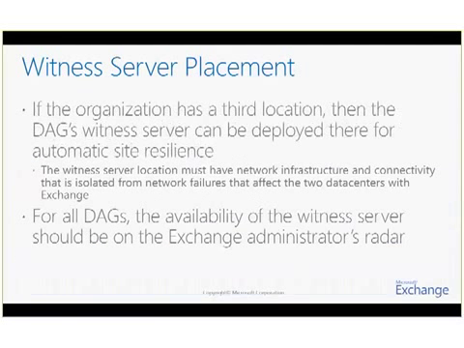Now, if an organization does have a third location, then that DAG's witness server can be deployed there for automatic site resilience. The primary requirement we have around this is that the witness server location has to have a network infrastructure that is isolated from network failures that affect the other 2 data centers where you've deployed your DAG members. And this is something that not a lot of customers have the luxury and benefit of having. Even customers that have 3 or more locations don't always have this benefit. For instance, if they use a hub and spoke type networking topology where all networking still goes through a centralized site, you don't have that isolation to allow a witness server site networking infrastructure to survive the loss of a primary site networking infrastructure. So that still may pose some challenges for you or your customers depending on your topology.